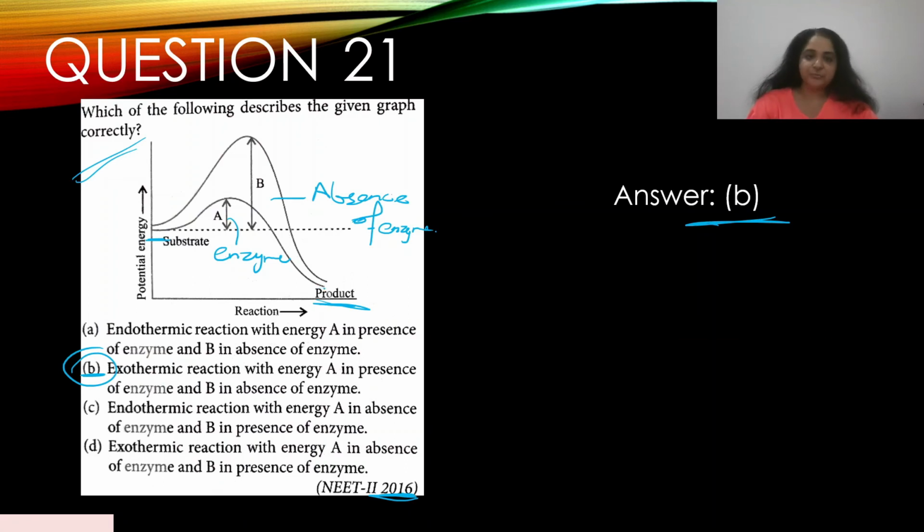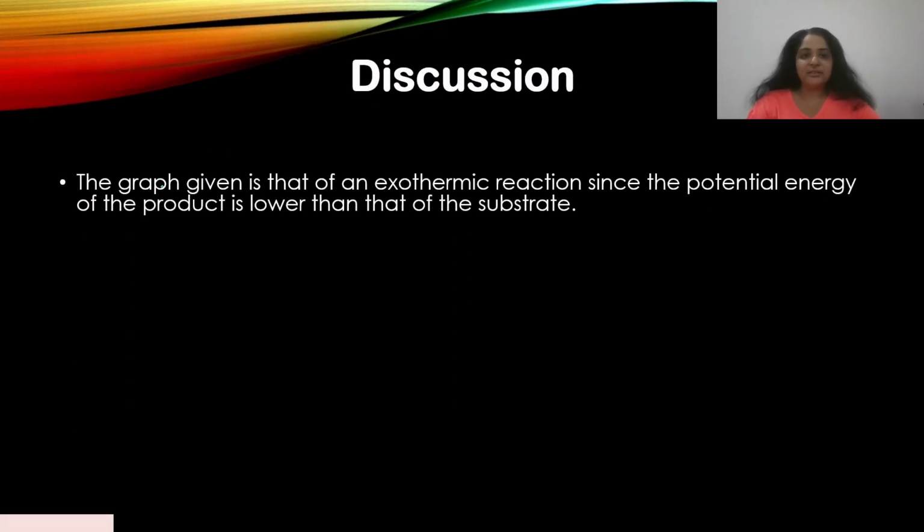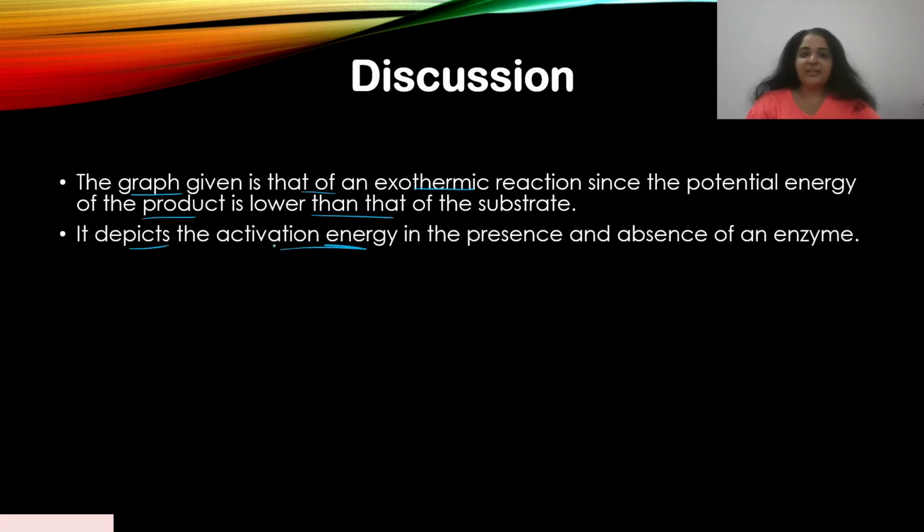It becomes faster. So this graph actually depicts how much energy is utilized in converting substrate to product in the presence of enzyme or in the absence of enzymes. Let's go to the discussion. You'll be able to understand this clearly. So the graph given is that of an exothermic reaction, since the potential energy of the product is lower than that of the substrate, right? It depicts the activation energy in the presence and absence of an enzyme.